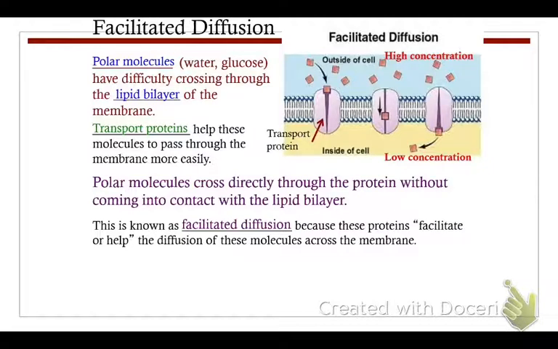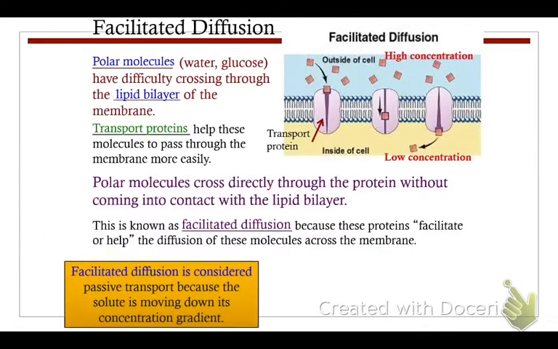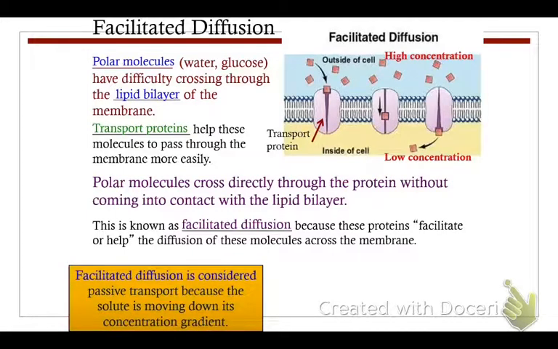Does diffusion require energy? No. Diffusion does not require energy because it's going from an area of high concentration to an area of low concentration. So facilitated diffusion, does that require energy? No. It's just another type of diffusion, okay? It is considered passive transport because the solute is moving down its concentration gradient. So if you see the word diffusion, facilitated or not, you know it's going from high to low.